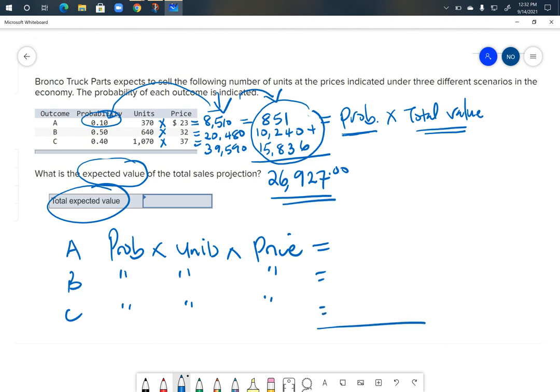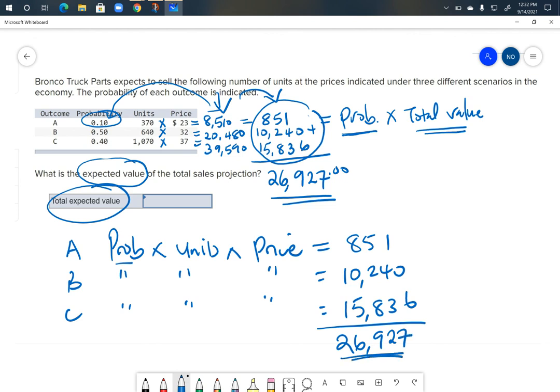So what you end up getting, if you do it that way, is A as 851, B as 10,240, so you get the same values, 15,836, and you just sum them together, and this will still give you 26,927, if you decide to multiply the probability times the number of units times, of course, the price.